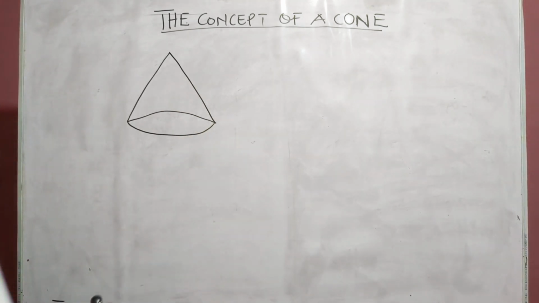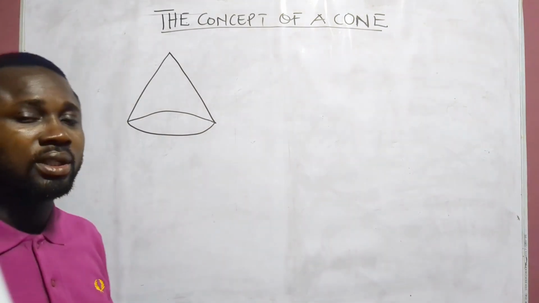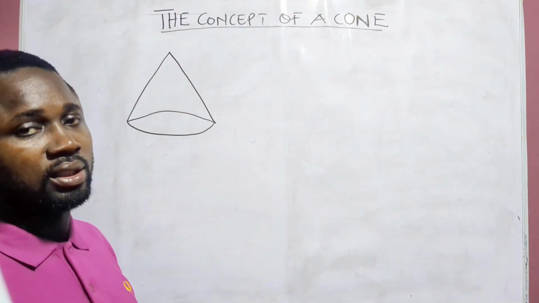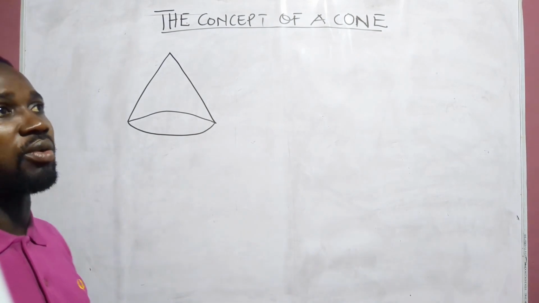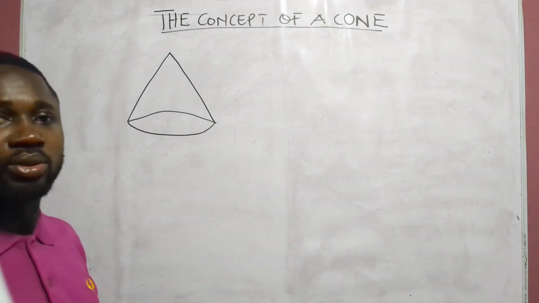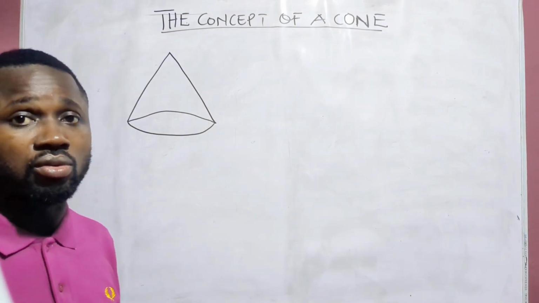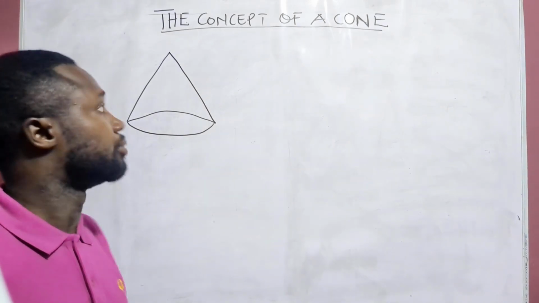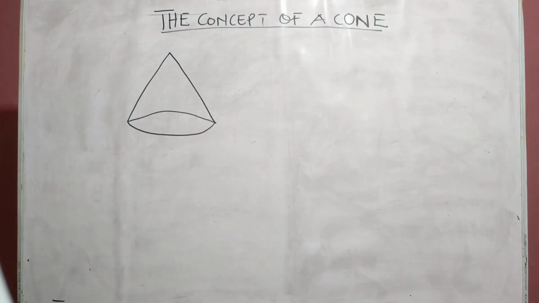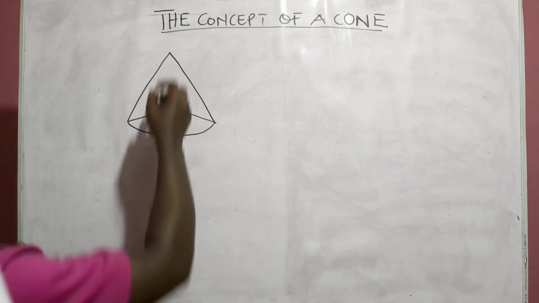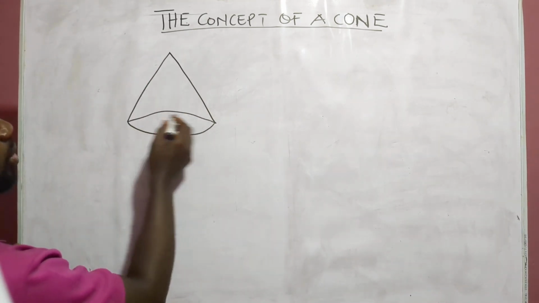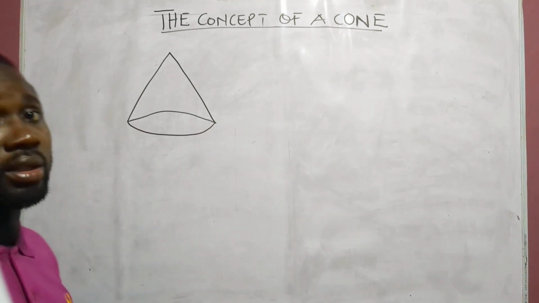A typical example of a cone is a funnel. And when you go to the corn mill, where they put your cereals in and then grind them, that is also an example of a cone. So this is the common vertex, and this is the circular base.